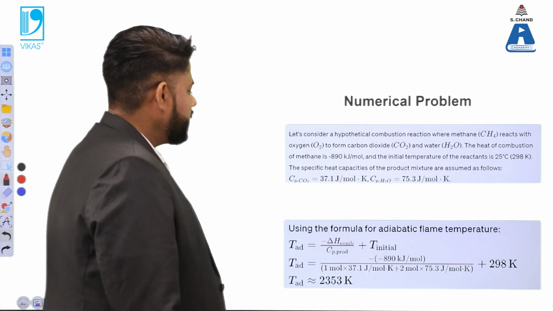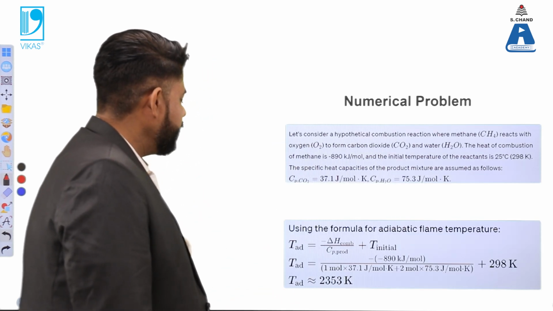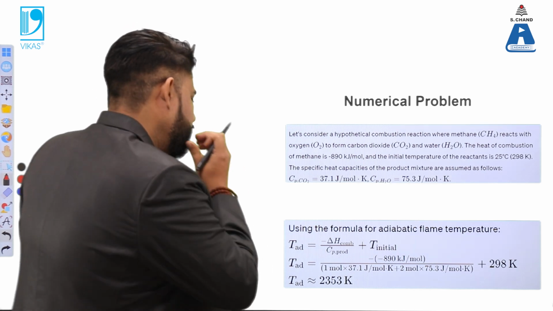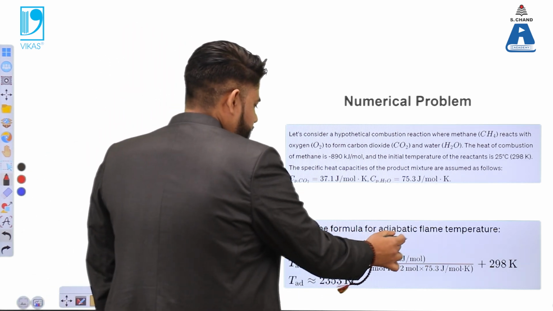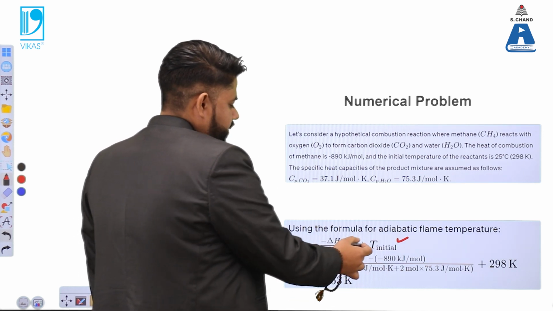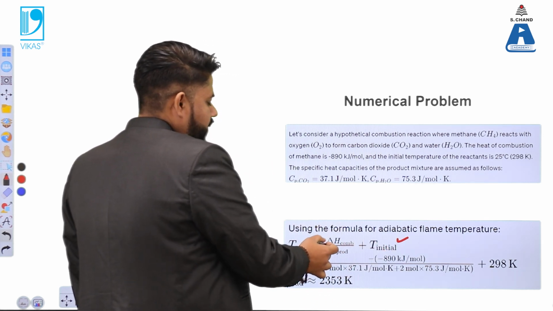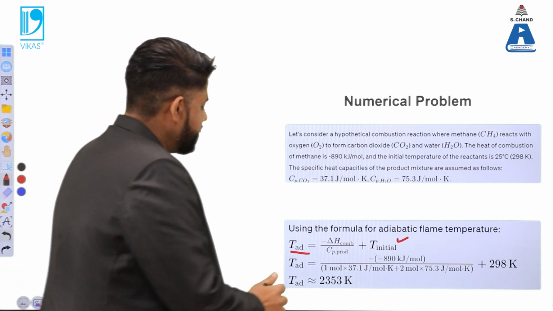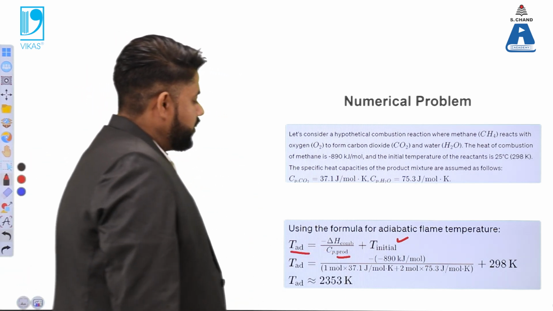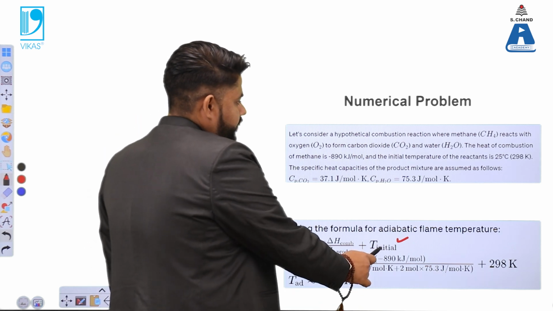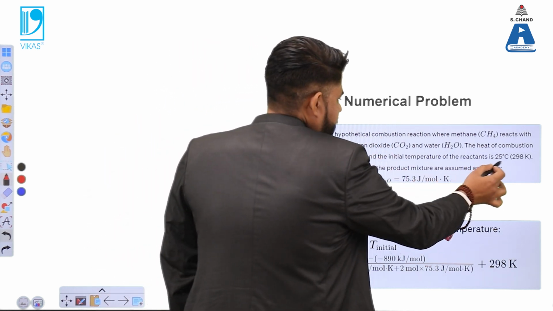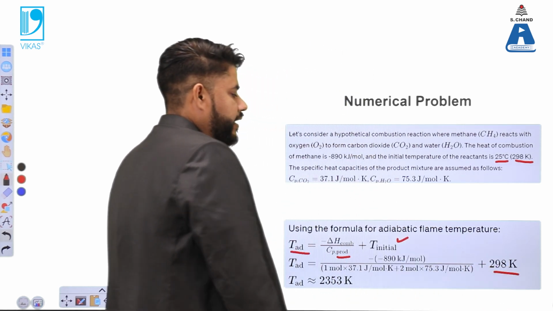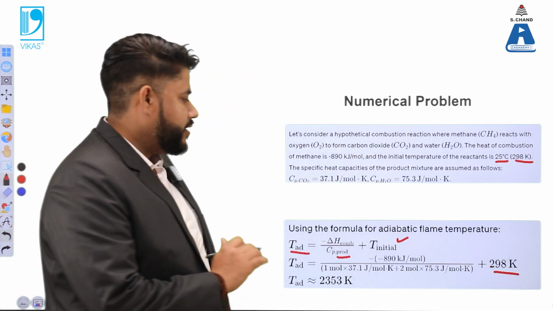Now, putting it in context, I need to find the adiabatic flame temperature. The formula is: adiabatic flame temperature equals initial temperature plus a term, and that term is ΔH for the combustion process over Cp of the product mixture. The initial temperature value is given as 298 Kelvin, so we have substituted 298 Kelvin in the expression.